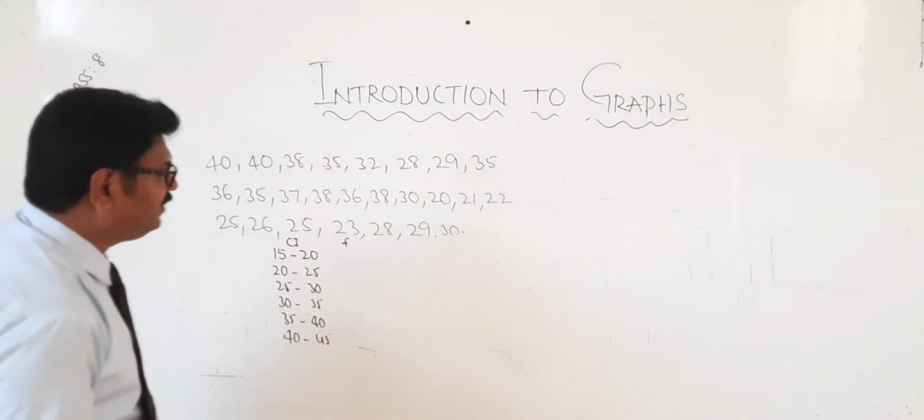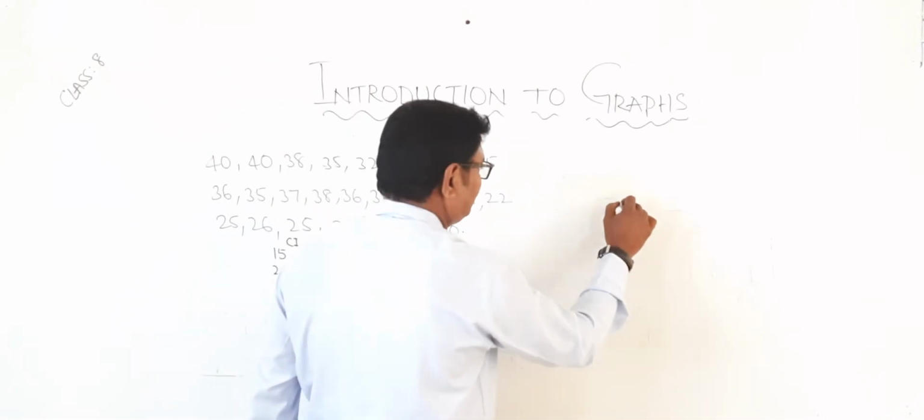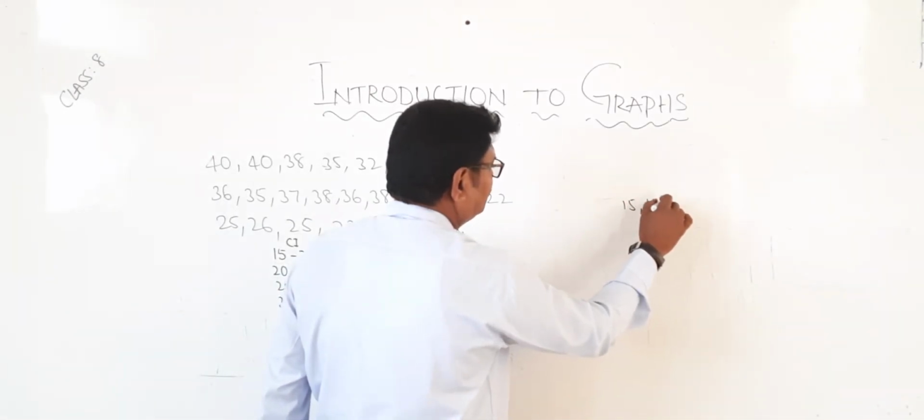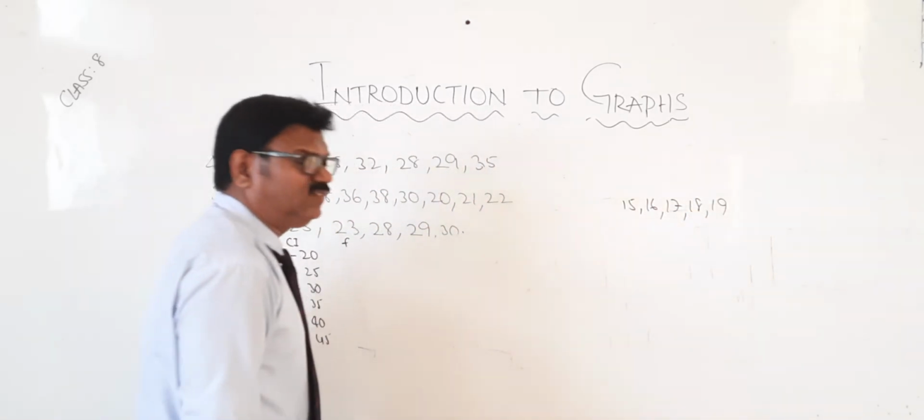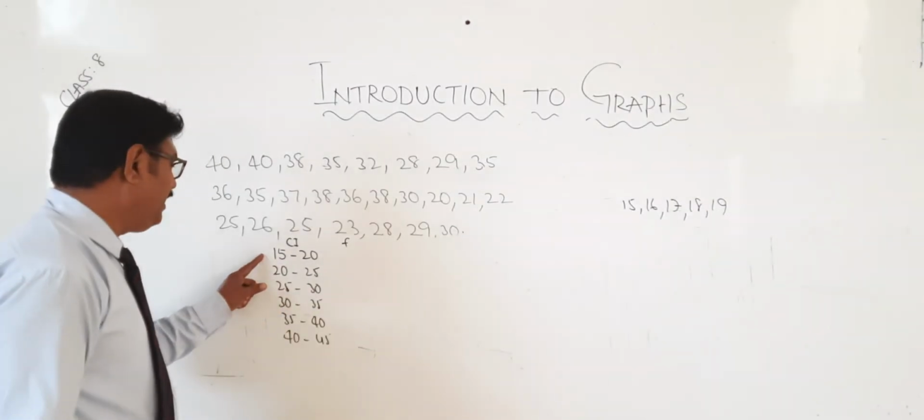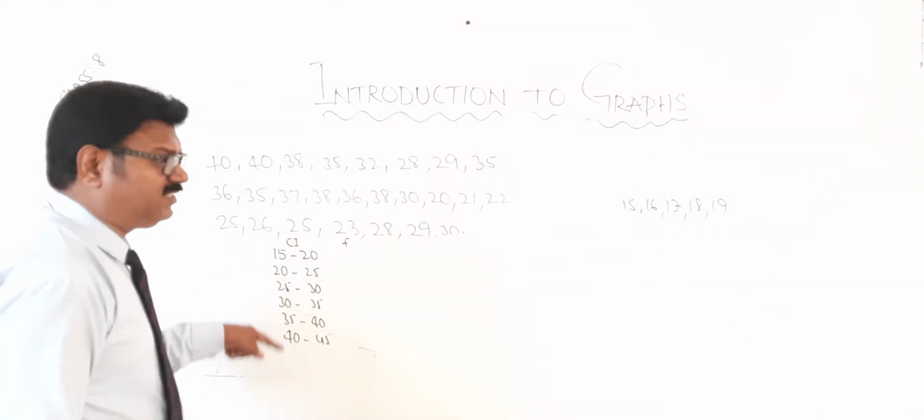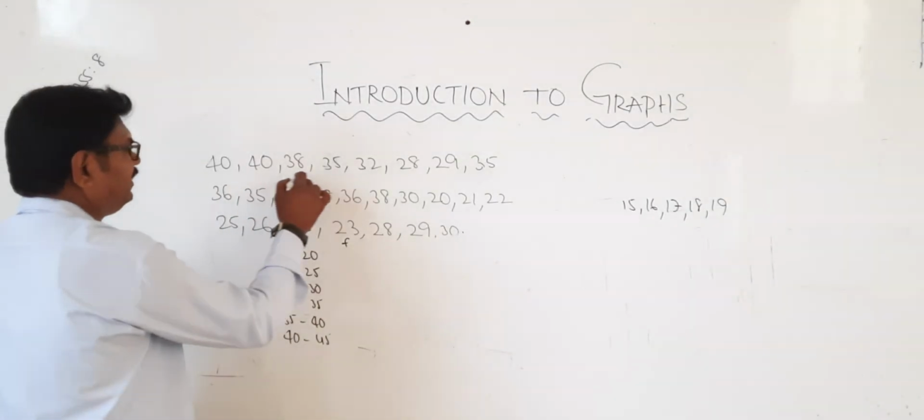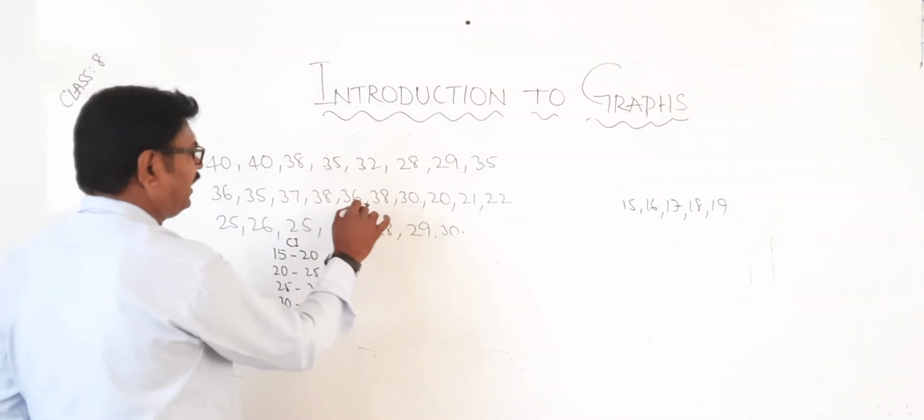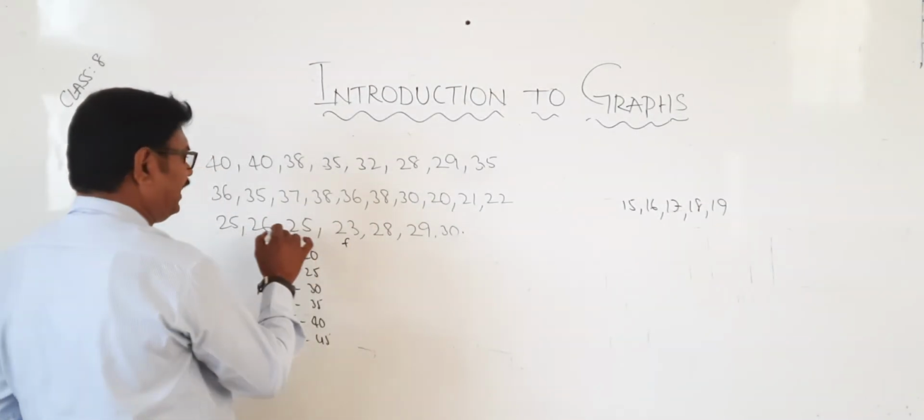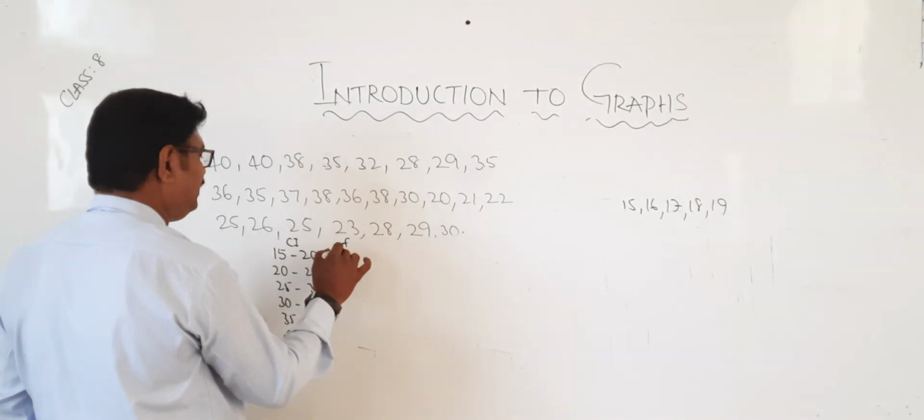15 to 20 means the numbers will be like this: 15, 16, 17, 18 and 19. These 5 numbers only will be in this group. Okay na? Shall we count? Yes. 15 to 19. Nobody is there. So 0.